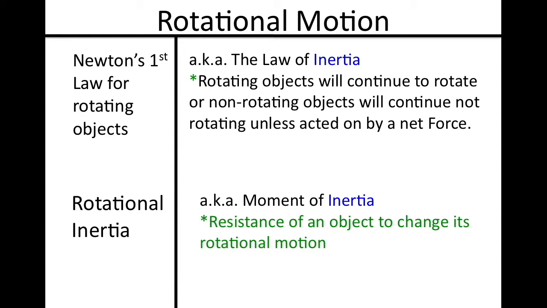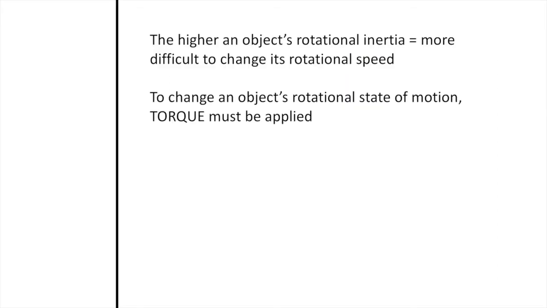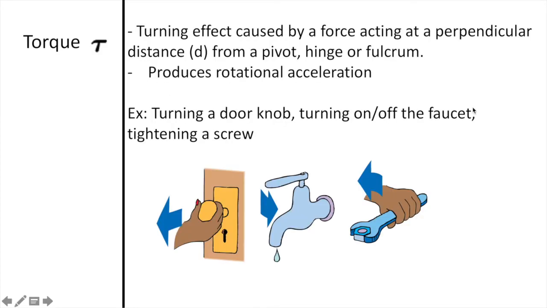Which brings us to rotational inertia, also known as moment of inertia. This is the resistance of an object to change its rotational motion. The higher an object's rotational inertia, the more difficult it will be to change its rotational speed. In order to change the object's rotational speed or state of motion, we need something called torque. Torque must be applied. What is torque?